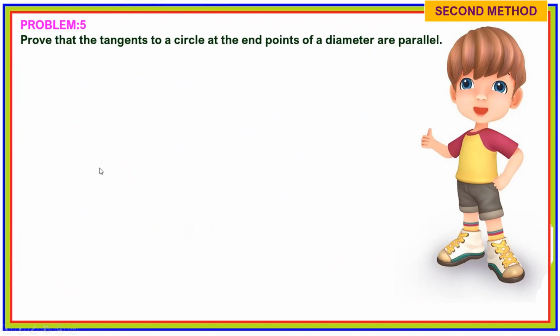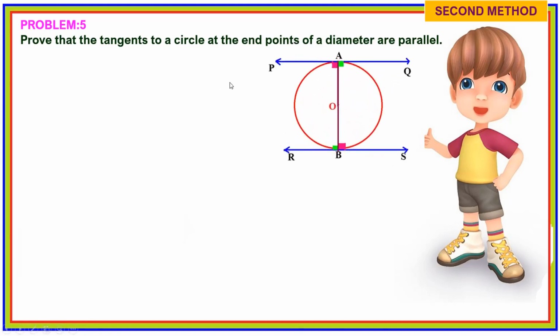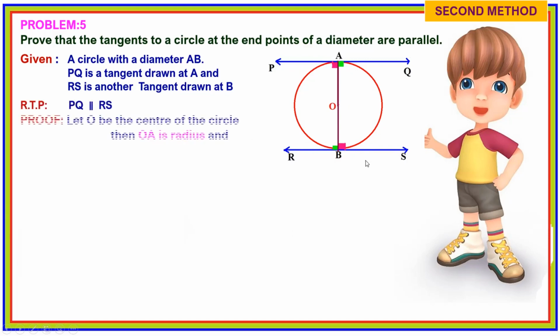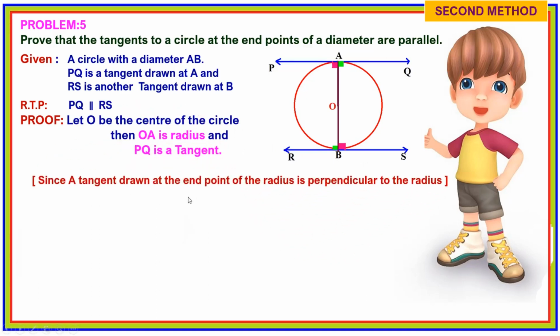Prove that tangents to a circle at the endpoints of a diameter are parallel. Same figure. A circle with diameter AB. PQ is a tangent drawn at A and RS is another tangent drawn at B. We have to prove PQ is parallel to RS. Let O be the center of the circle. OA is radius. PQ is tangent. A tangent drawn at the end point of a radius is perpendicular to the radius. Therefore, OA is perpendicular to PQ. Similarly, OB is perpendicular to RS.